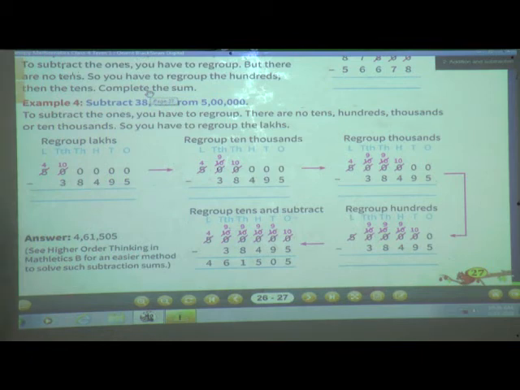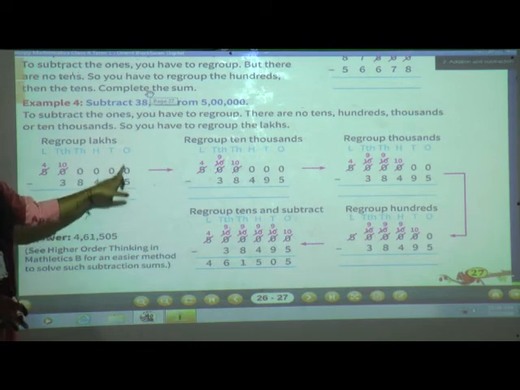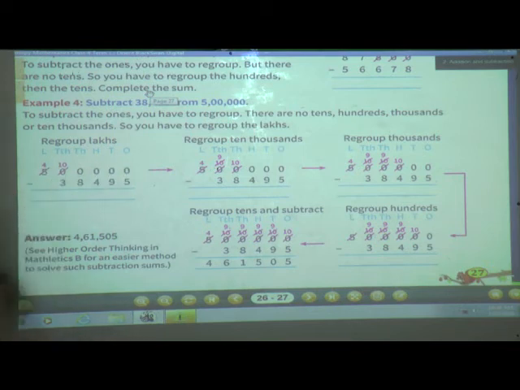There are no tens. See here, we have to subtract from ones, but there is nothing, it is 0. So what do we have to do? Go to the tens, but tens also don't have anything. Hundreds also don't have, thousands also don't have, 10,000s also don't have. So who is having directly? Lakh is having it. So we have to regroup from the lakh place. Start from the lakh place.